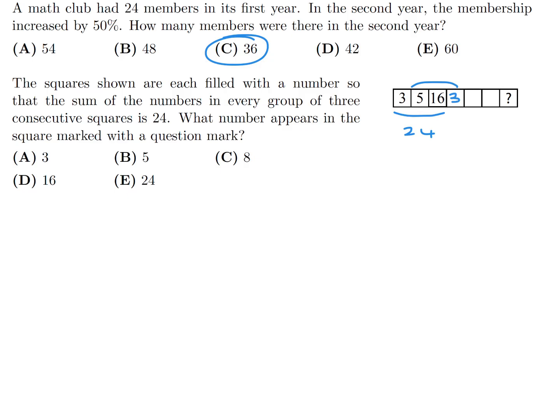Then what's the next group here? These 3. 16 plus 3 is 19, so that's got to be a 5. And then these 3 have to add up to 24. So 3 plus 5 is 8. So 24 minus 8 is 16. And then finally, these 3. 5 plus 16 is 21. So therefore, that question mark has to be a 3. And therefore, that would be A.